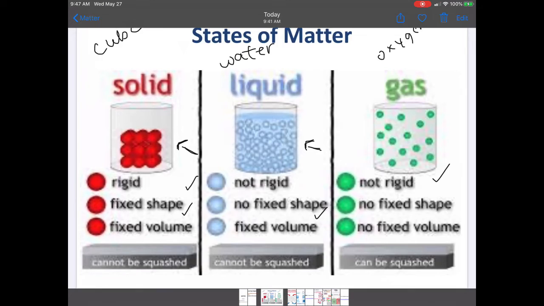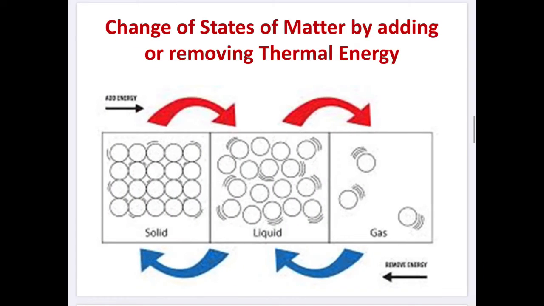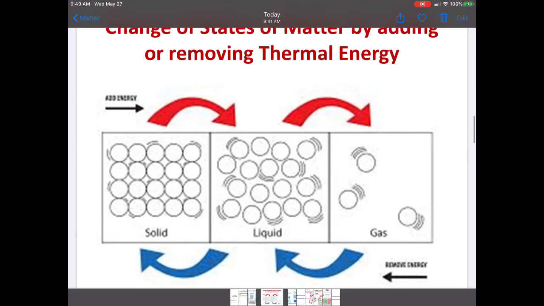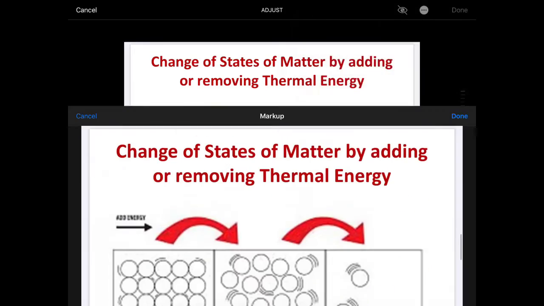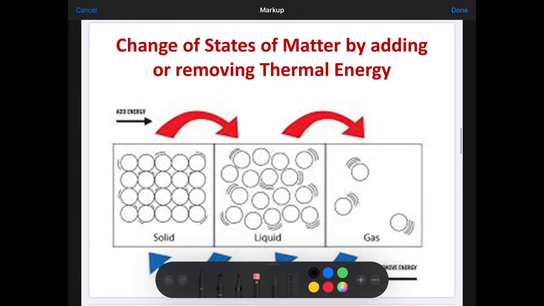So let's move on. We're changing the states of matter by adding or removing thermal energy. Now, thermal energy is something 7th graders you should all be super familiar with because we focused an entire unit on thermal energy. Energy, we know, is the ability to do work. So I'm going to write that. Ability to do work. Thermal is just a fancy word for heat.